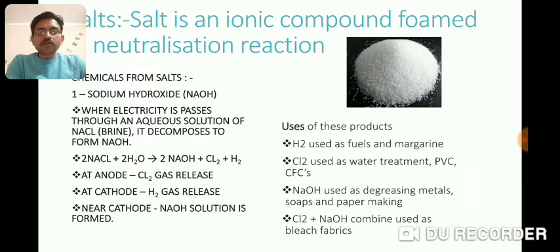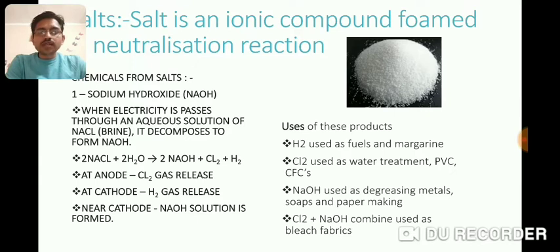Due to the formation of chlorine and NaOH, which is called alkali, this process is called chlor-alkali process. Chlor for chlorine and alkali for NaOH. The products obtained from chlor-alkali process are industrially very important. Hydrogen is used as a rocket fuel. Hydrogen is also used in the preparation of artificial butter like margarine and vegetable ghee from vegetable oils.